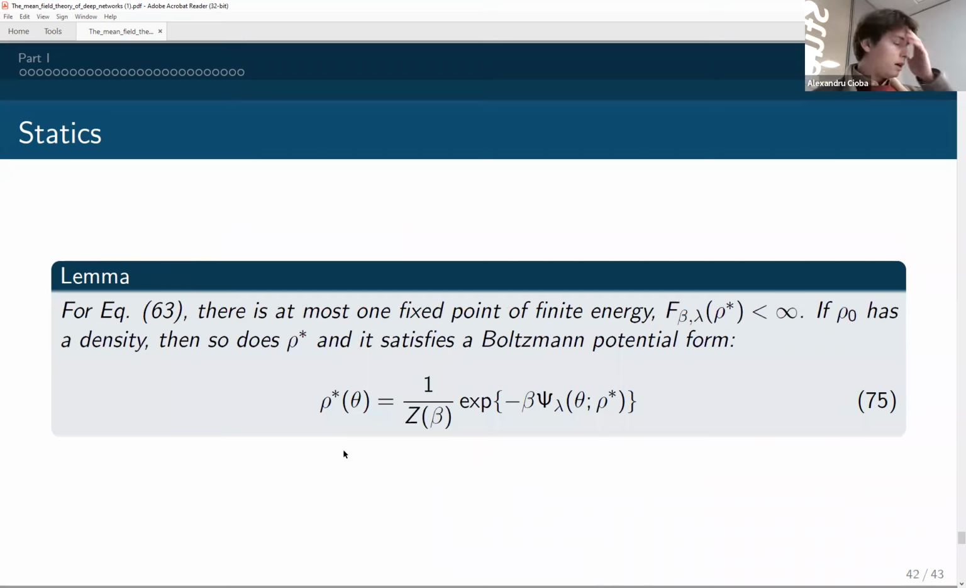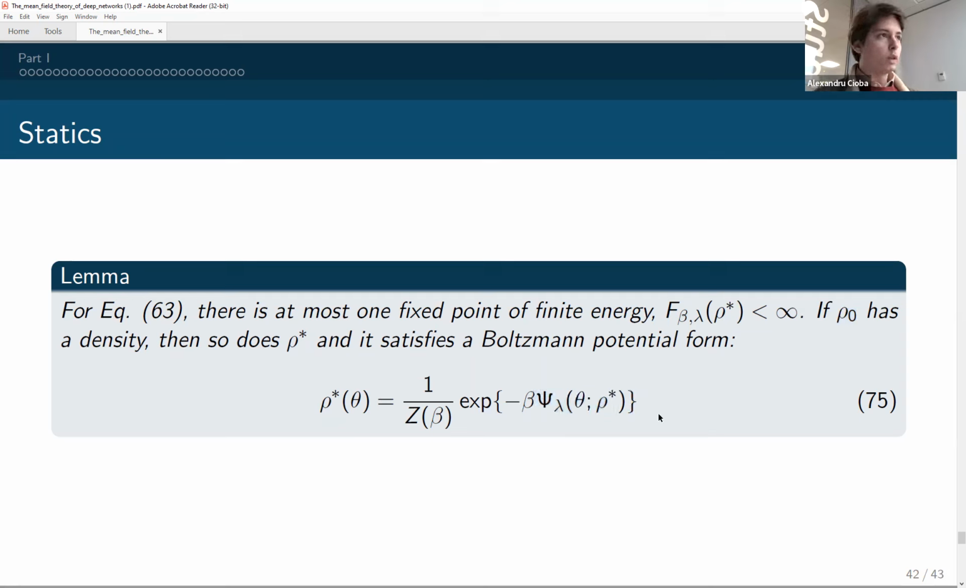So because of this, you can also show, and it's a fairly classical result, that these equations admit only one fixed point of finite energy. And if we start off from a distribution that has a density, then our fixed point also has a density, and this density satisfies a kind of Boltzmann potential form. The actual expression is given here in terms of beta, the temperature, and the potential psi.